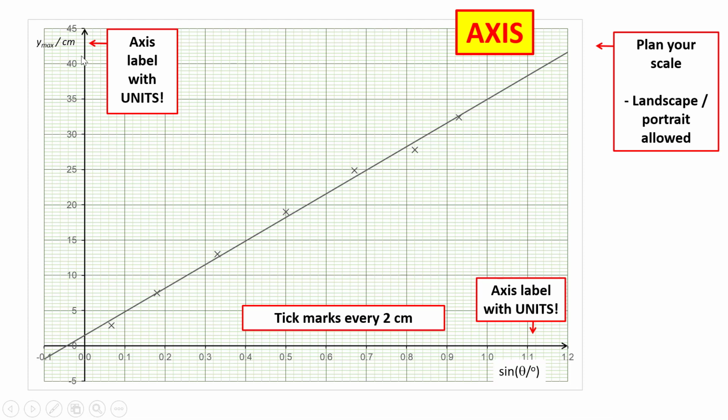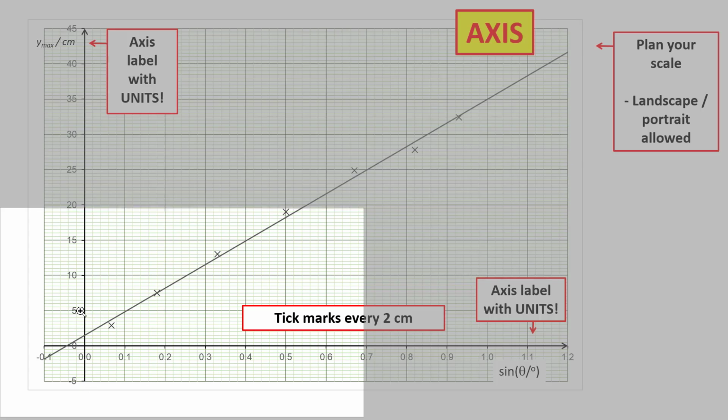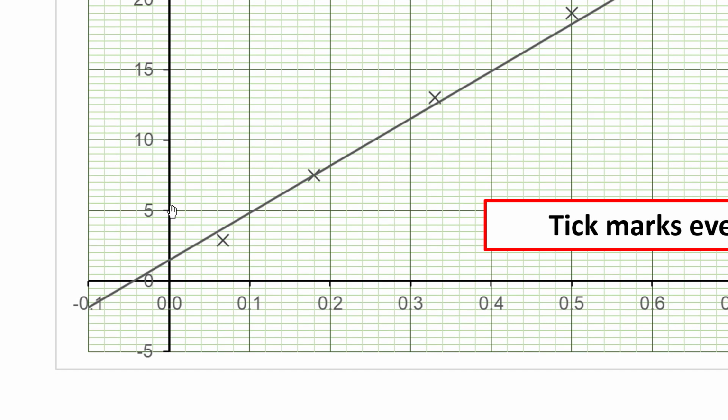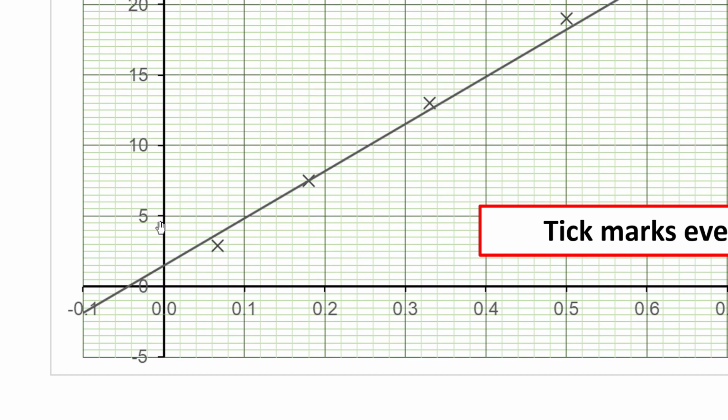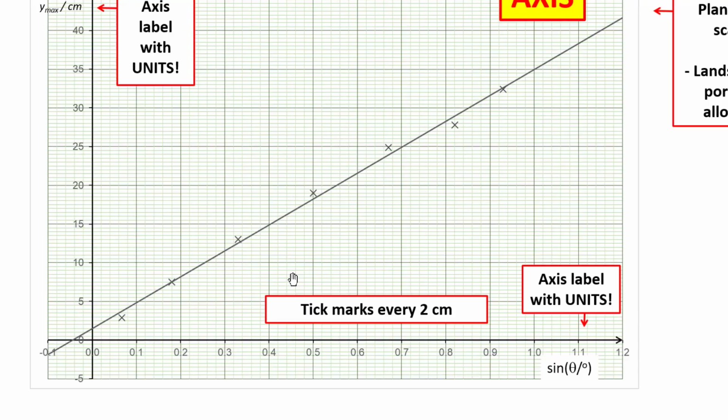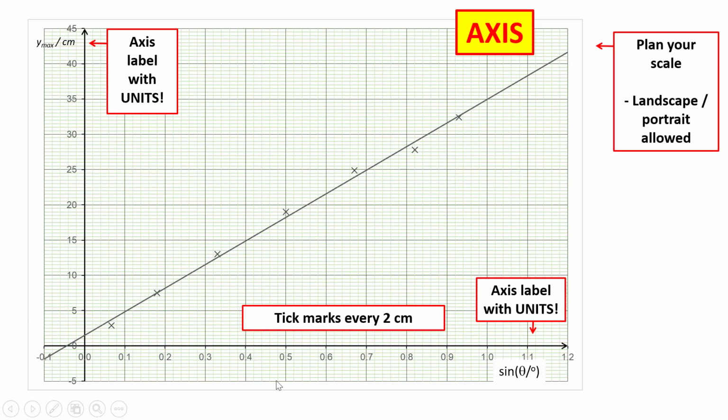Then your axis should be labeled with numerical labels at 2 cm intervals, and the tick marks must be clearly drawn. So what do I mean by tick marks? Now these are tick marks. So please make sure you do put in your tick marks, and please draw your axis with a proper ruler.